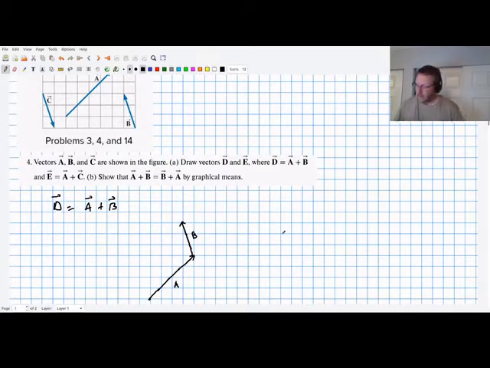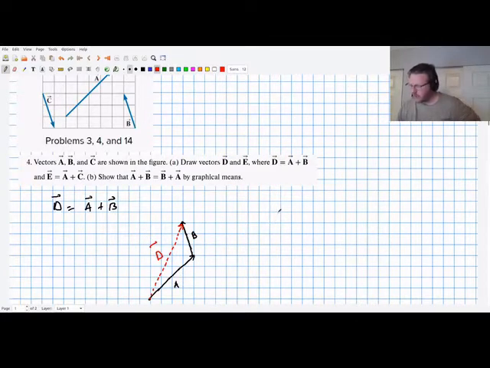Then the result of that is what I would get if I would go straight along that diagonal right there. So that is vector D that the question is looking for. The result of going along those 2 vectors is the same as if I had just walked diagonally along that. That's what D is. All right, that was part A.